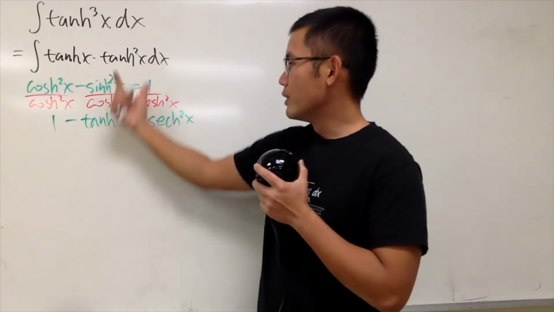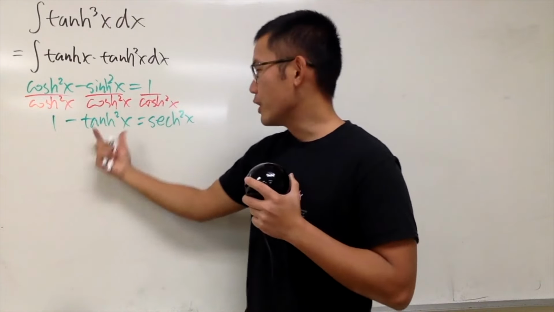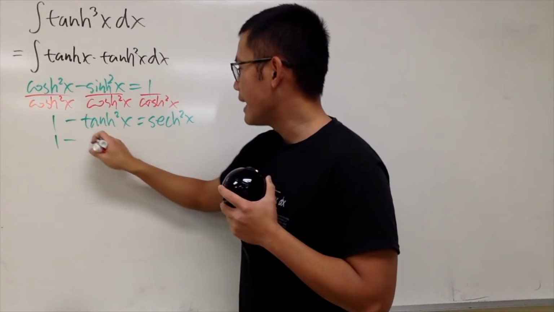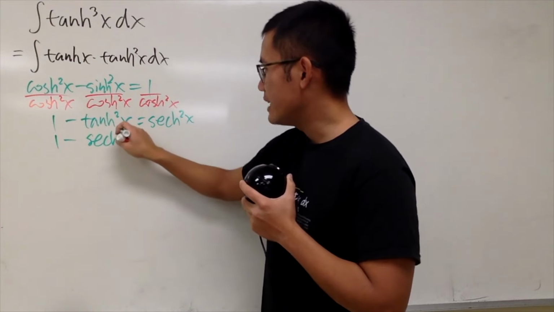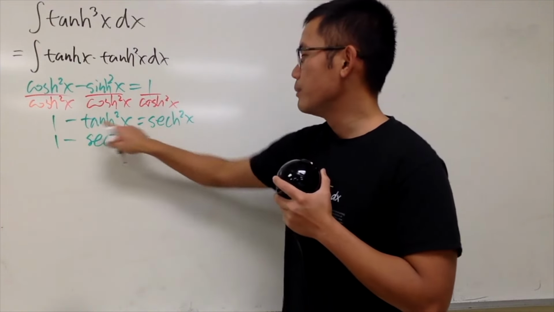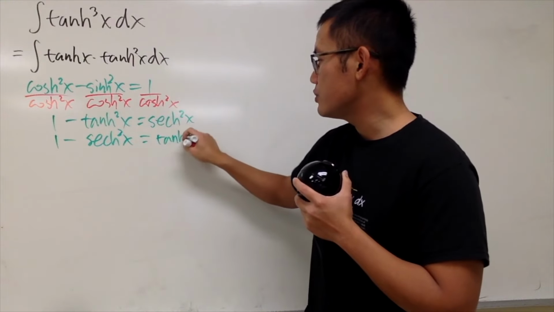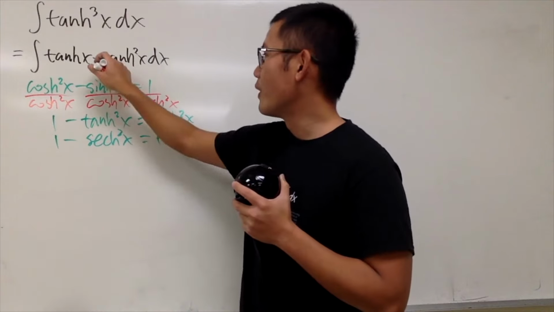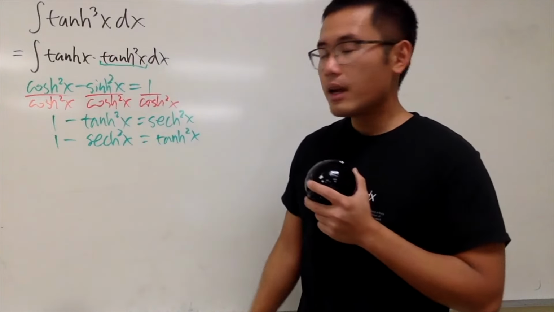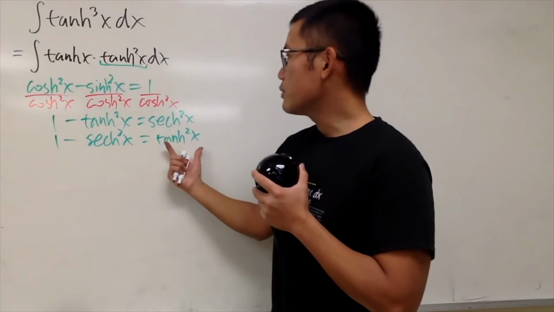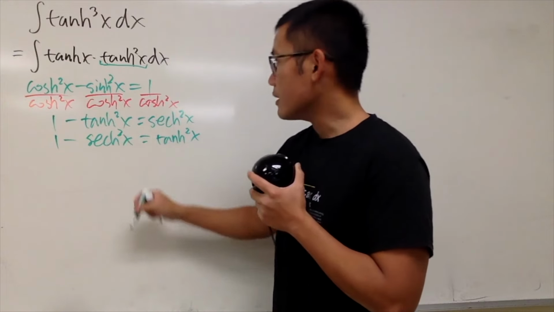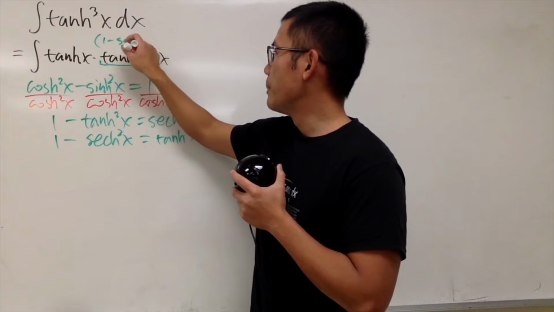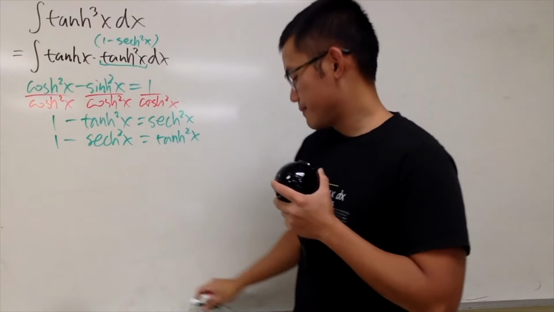Well, to get tanh square, we can just move this to the other side and move this to here. So we actually get 1 minus hyperbolic secant square x equals, move this here, so it's positive tanh square. So this is what we are going to use for this one, right? Now we know this is equal to that, so I will put this on top: 1 minus hyperbolic secant square x.